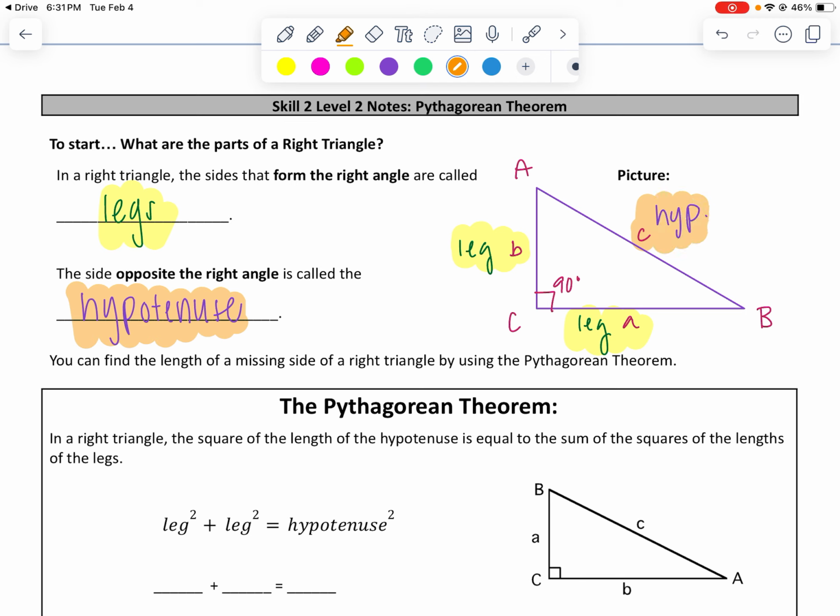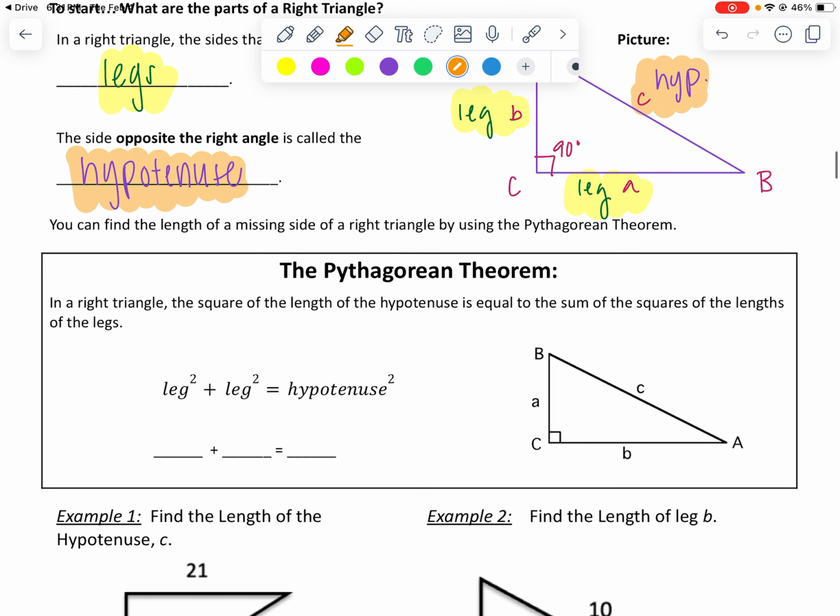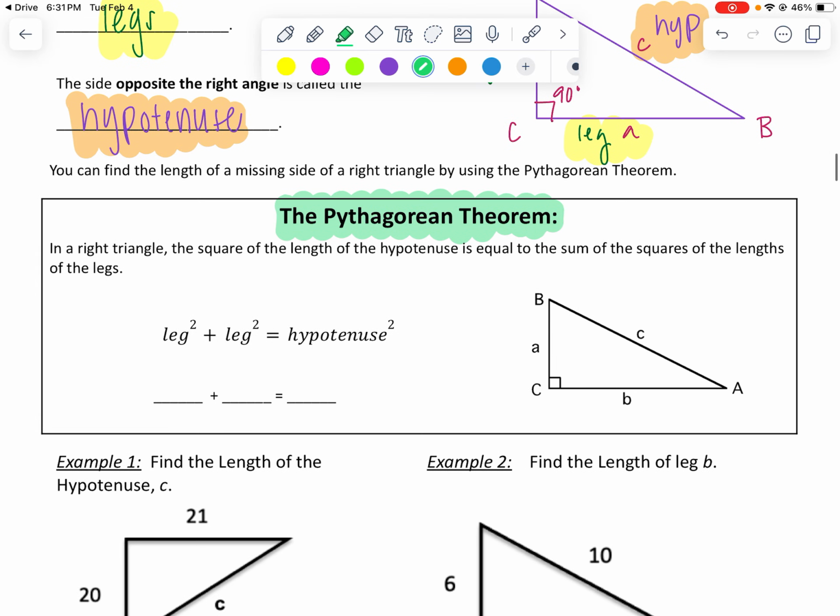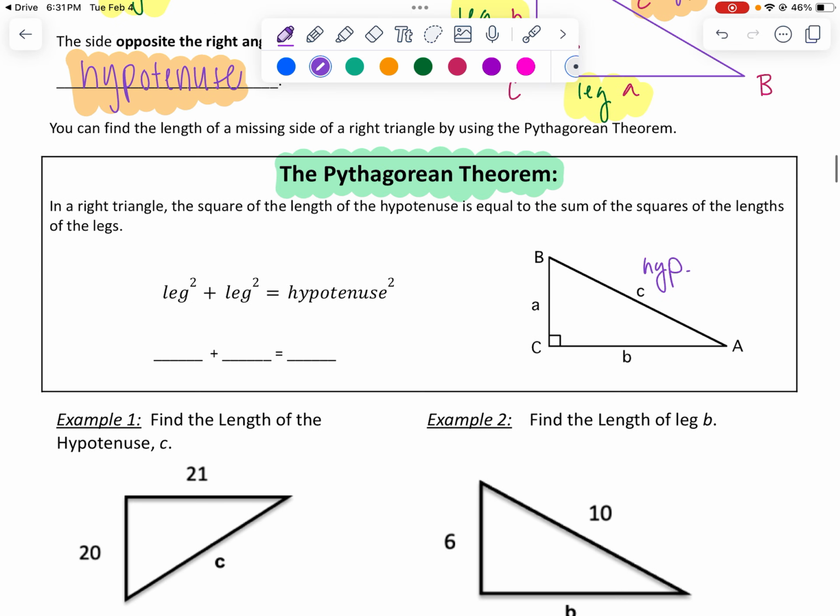Okay. And we can find the length of a missing side of a right triangle by using what is called the Pythagorean theorem. It says in a right triangle, the square of the length of the hypotenuse, again this is my hypotenuse, is equal to the sum, sum is just adding, of the squares of the lengths of the legs. Again, this is leg A, leg B. So what it's saying is that leg squared plus leg squared is equal to the hypotenuse squared.